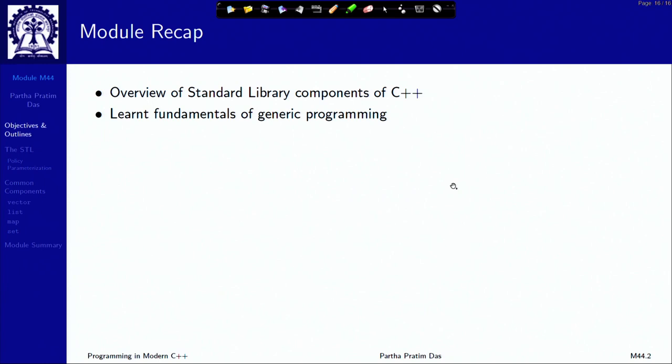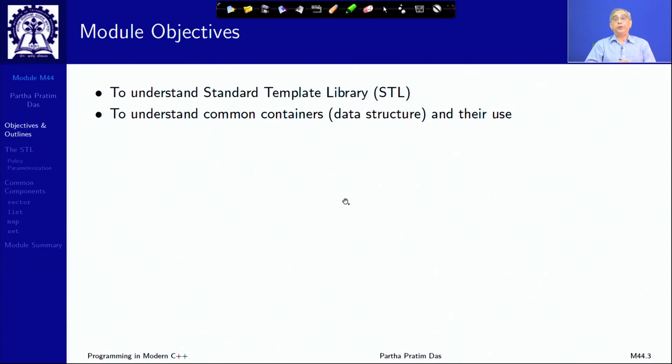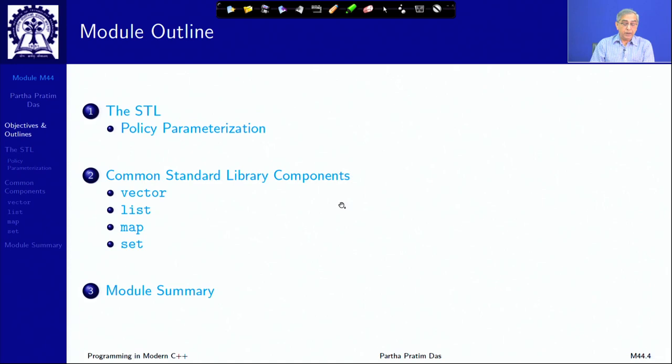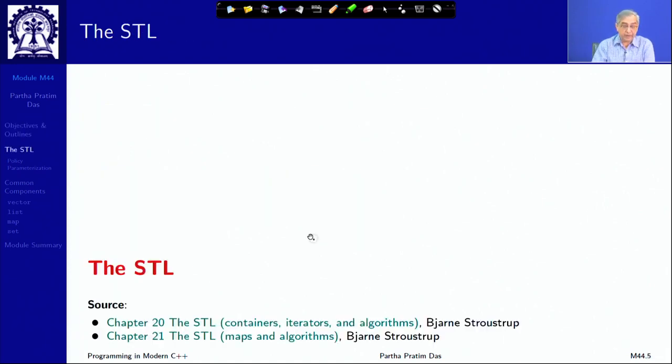In the last module, we introduced the standard library overview of C++, and most importantly, we have learned the fundamentals of generic programming, how to do meta programming in C++, which will be the backbone for the standard template library. So, in this module, we will understand the standard template library better and specifically take a look at some common container or data structures and their use. So, this will be the outline and will be available on the left panel.